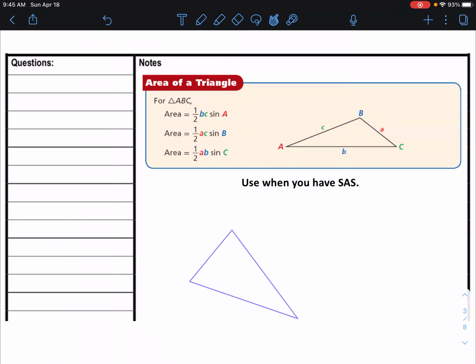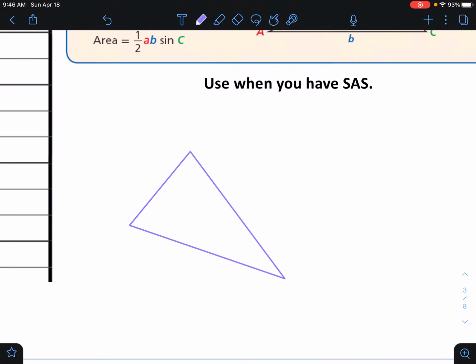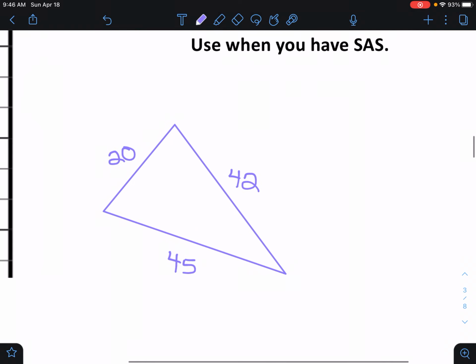And in order to use this, you want to have two sides and an included angle, meaning the angle is between the two sides. So if we look at this triangle right here, let's say I know actually all three sides. Let's say this is 45, this is 42, and this is 20. Now, when you use this, you want to use two sides and the included angle. So let's say I'm given that this right here is 32 degrees.